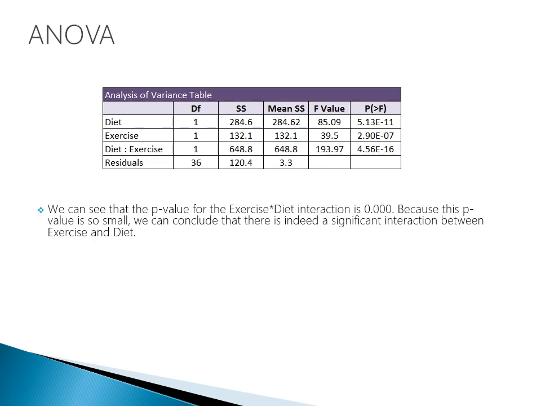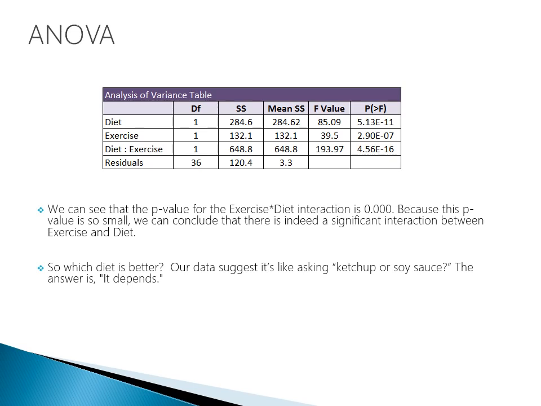Now we're going to do a third variant, which is looking at diet, exercise, and an interaction term of diet and exercise together. We can see that the p-value for the exercise and diet interaction term is very close to 0. Because this p-value is so small, we can conclude that there is indeed a significant interaction between exercise and diet. So which diet is better? Our data suggests it's like asking the question, ketchup or soy sauce? Well, the answer is, it depends.